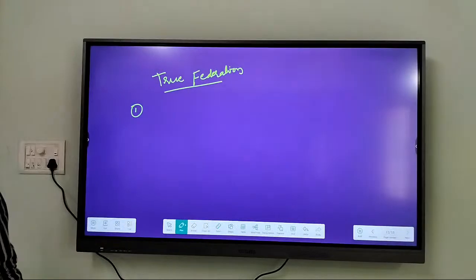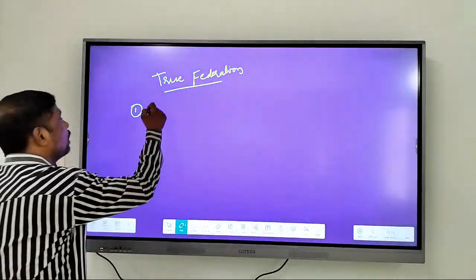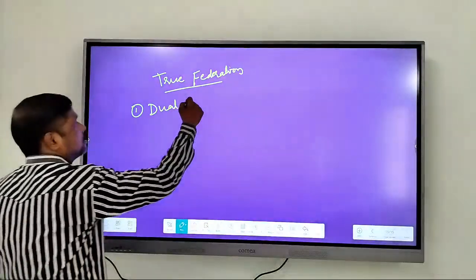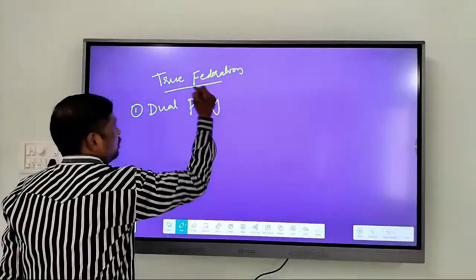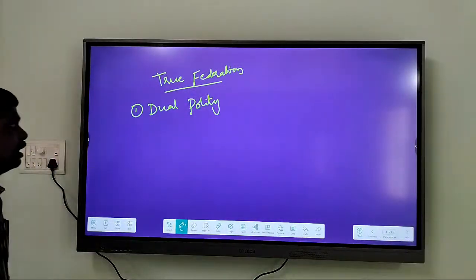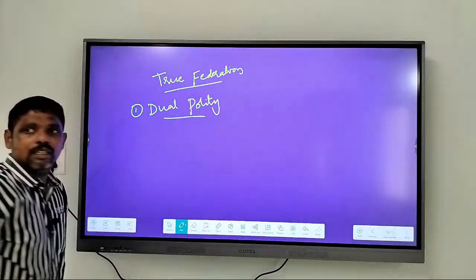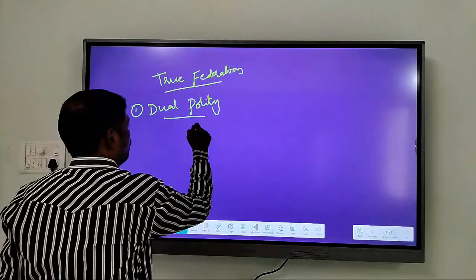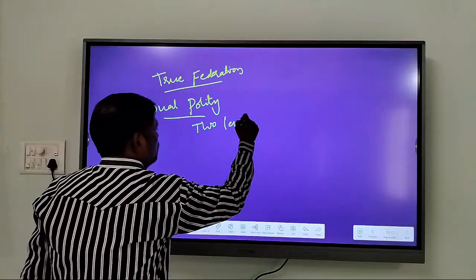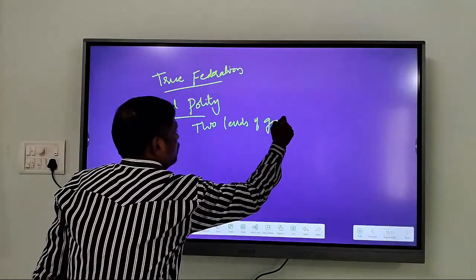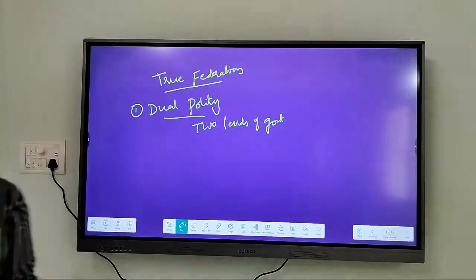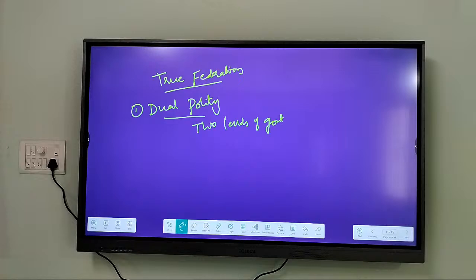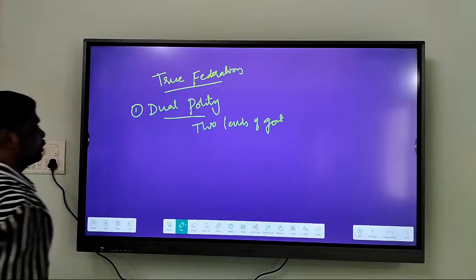First, a system will be called a pure federation if it has at least two levels of government, that is dual polity. The first one is dual polity, right? So what is dual polity? At least two levels of government. A nation that has at least two levels of government will be called a federation. So federation means having at least two levels of government.